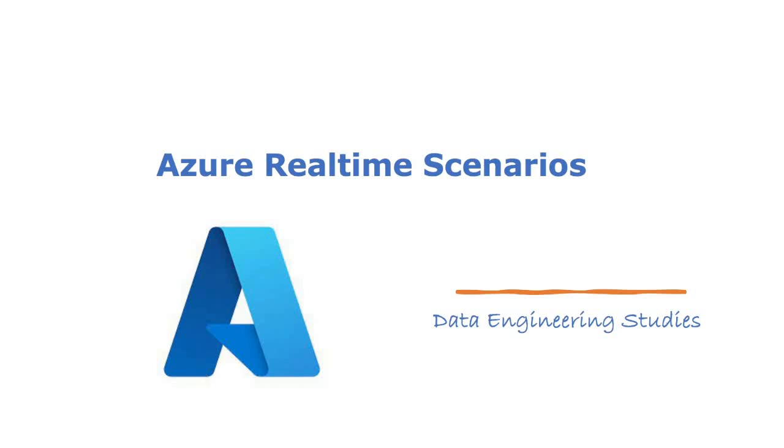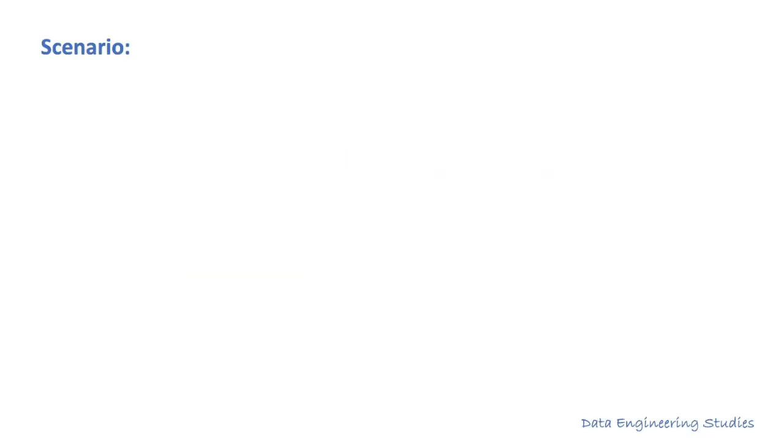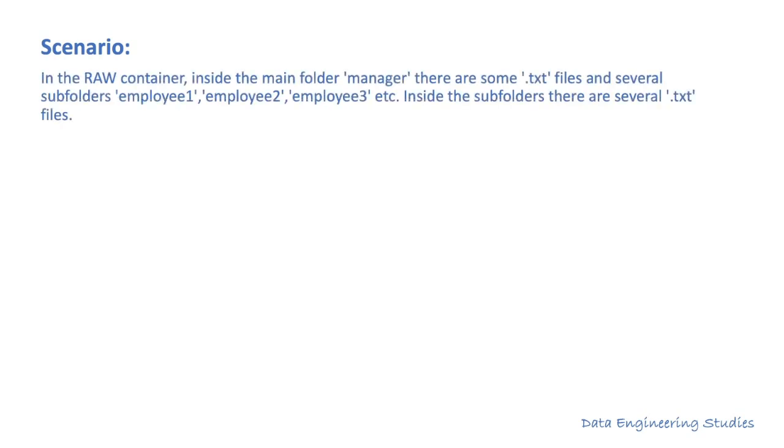In this Azure Real-Time Scenarios playlist, we are going to see an interesting Azure use case. The scenario is, in a raw container, inside the main folder manager, there are some txt files and several subfolders like employee1, employee2, employee3, etc. Inside the subfolder, there are several txt files.